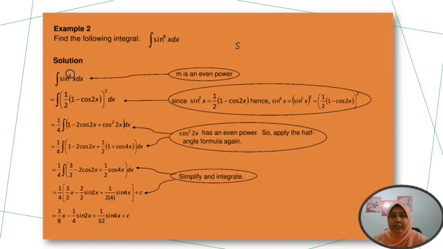We know that sine x to the power of m and cos x to the power of n. So we know that m is an even number, the power for sine x is an even number. Then we have to apply the half angle formula. Using these trigonometric identities, we have to apply the trigonometric identities.